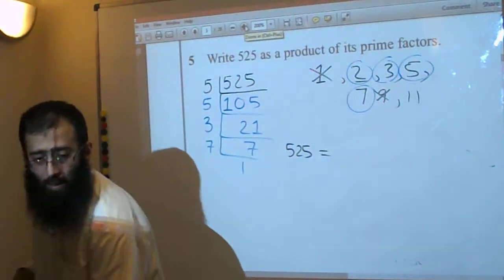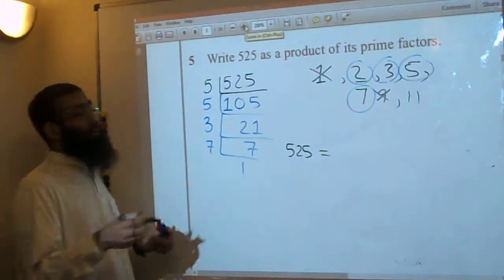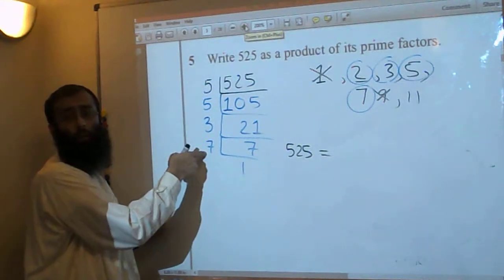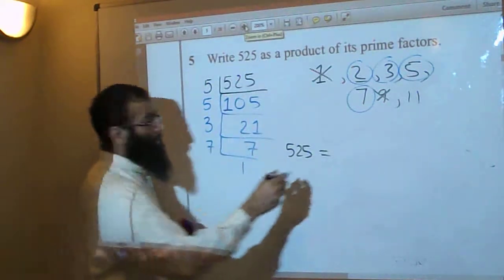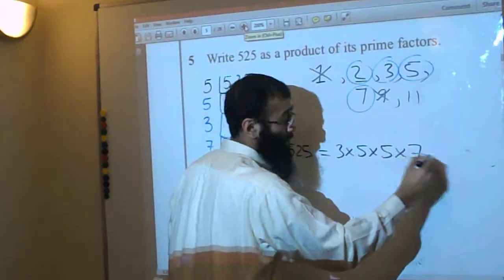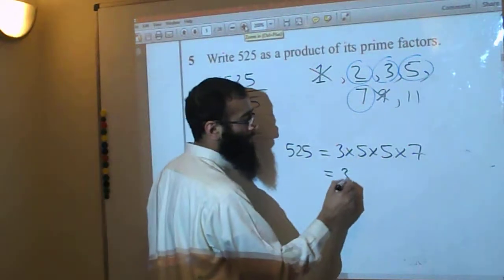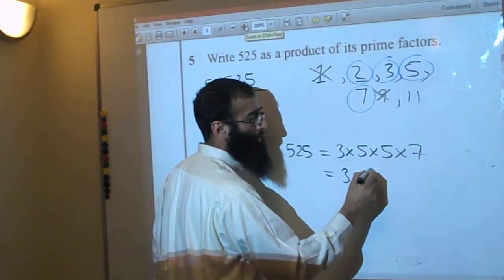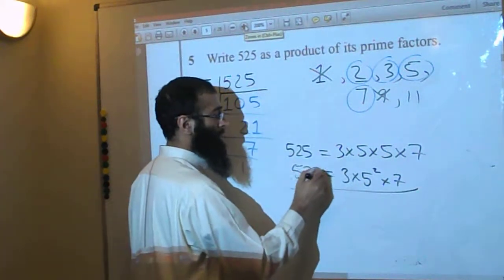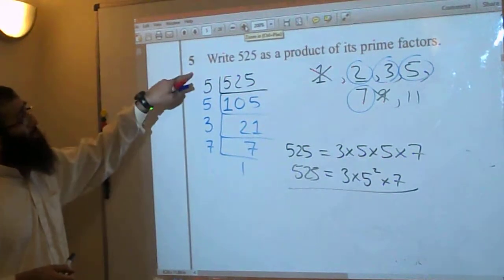Alright, as we were saying before, 525 is equal to, I'm going to put the numbers in order now, 3 times by 5 times by 5 times by 7. Product means times. I haven't finished yet, so I'm going to simplify that a bit more. I'm going to write it as 3 times by 5 squared times by 7. Okay, so that should be a fine answer for that question.